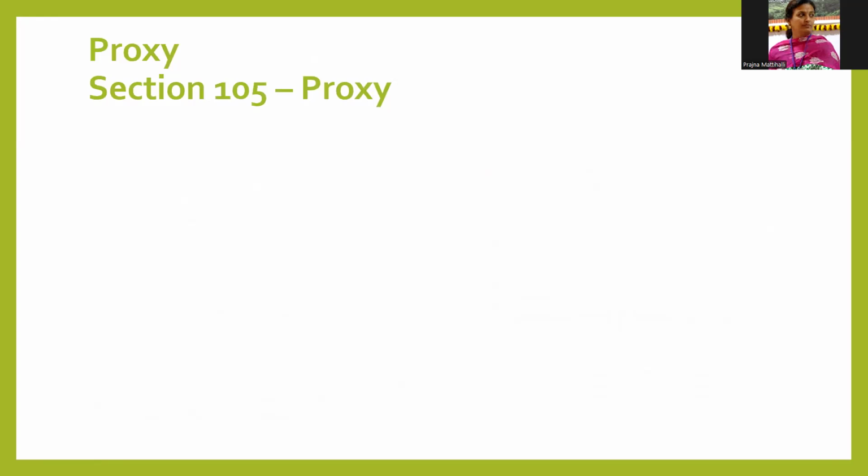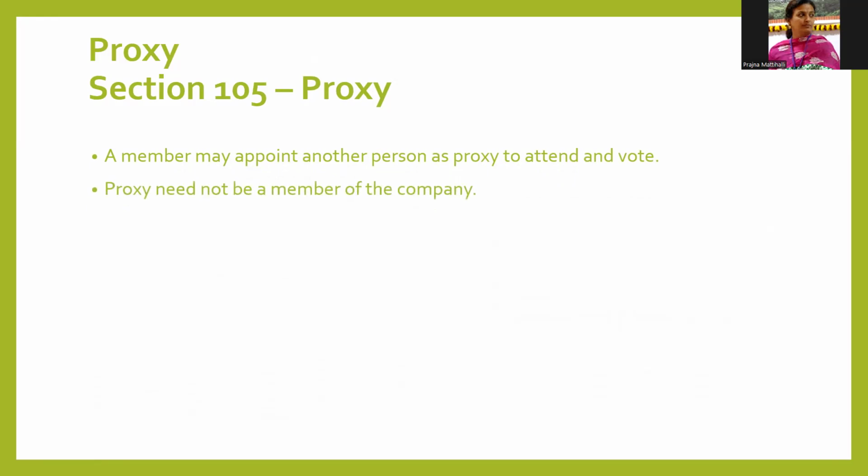What do you mean by proxy? As per section 105, proxy is a member. Any member can appoint another person as proxy to attend and vote. If any member is not being able to attend the meeting physically, he is busy with some kind of work, he cannot attend the meeting, then he can send another person. Another person who is representing the original member is called as proxy. Proxy need not be a member. He is a person who has been appointed by the original member.